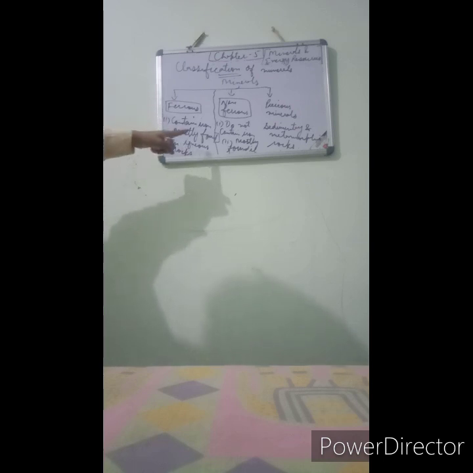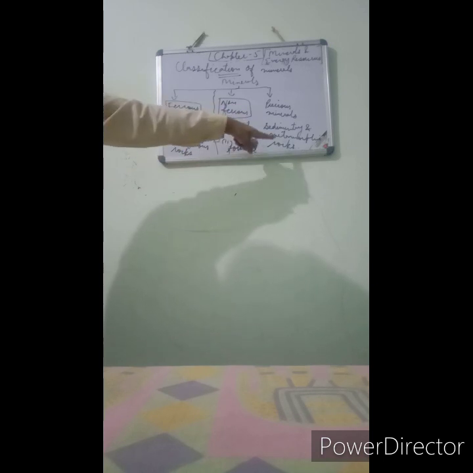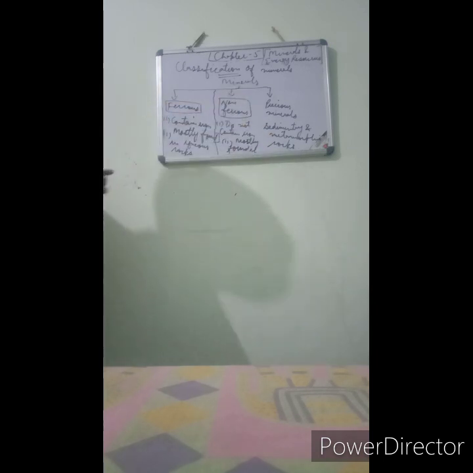Ferrous minerals are mostly found in igneous rocks. On the contrary, non-ferrous minerals are mostly found in sedimentary and metamorphic rocks. Next, number 3. I think you have written all this. Okay? Number 3.